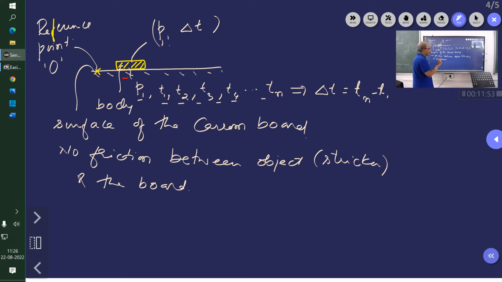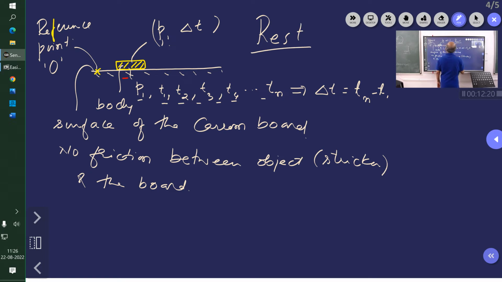Therefore, this body has occupied the same position P1 during the time interval delta t with respect to this reference point, and therefore this body is at rest. This body is at rest.